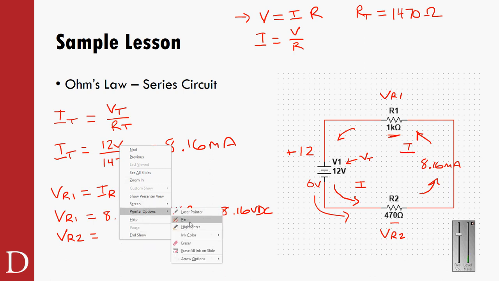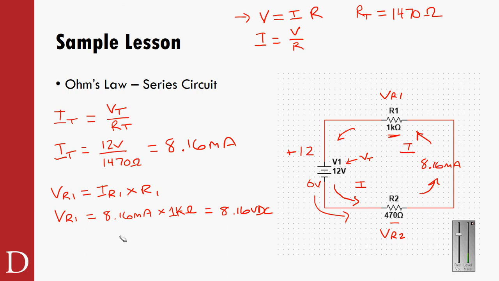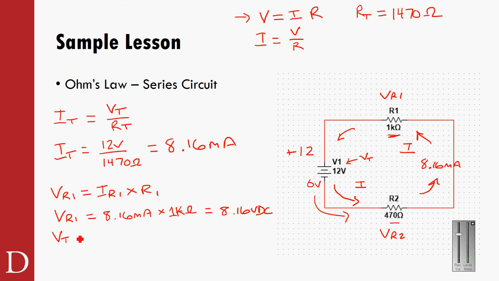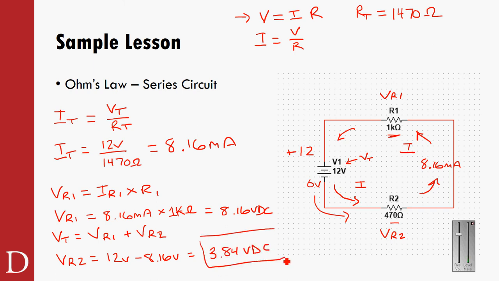Let me go back to an eraser here. I do know that V total equals VR1 plus VR2. So VT equals VR1 plus VR2. There we go. Then I do know VR1 now is 8.16 volts. So then VR2 equals VT, which is 12 volts, minus VR1, which is 8.16 volts. And I think I should get 3.84 volts DC.